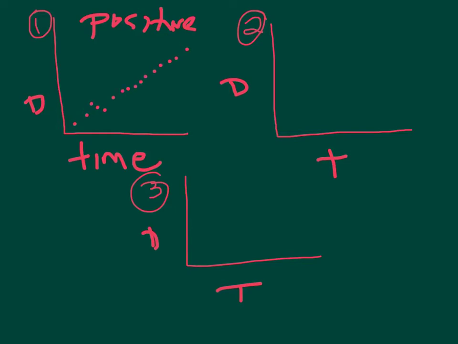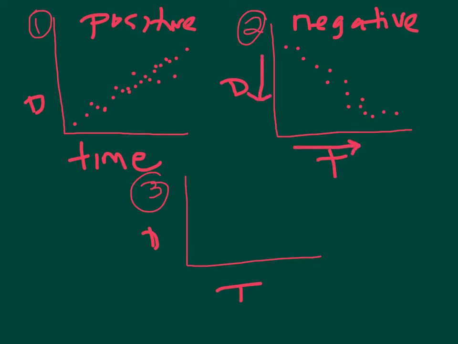This is called a scatter plot, where it's not necessarily a line, but it looks like it could be a line. The next one is negative, and negative is when it has a negative slope, or it's downhill. So as time increases, the distance decreases. Positive is when both increase. Negative is when time increases, distance decreases.